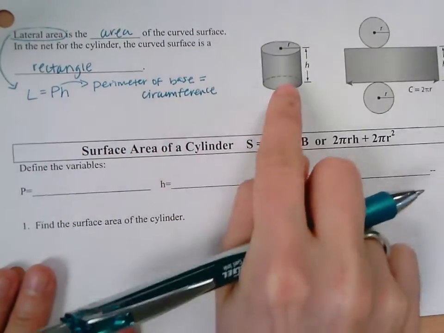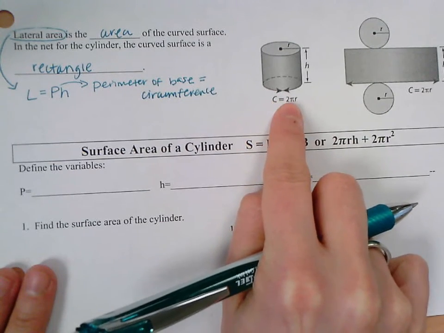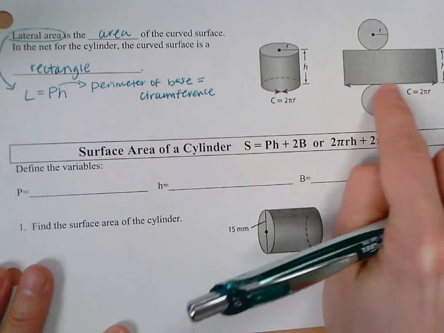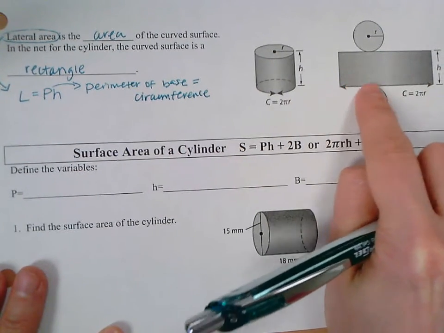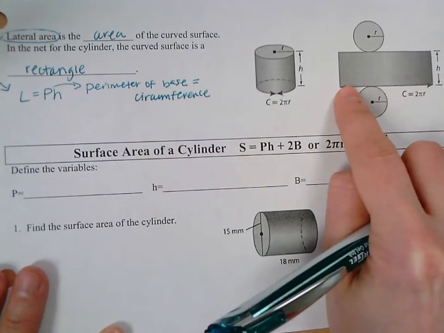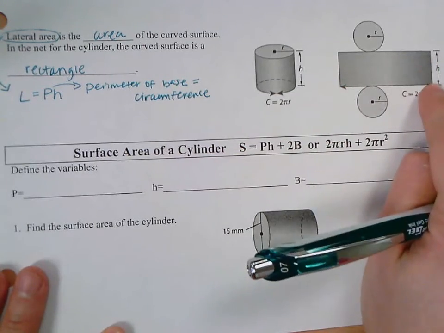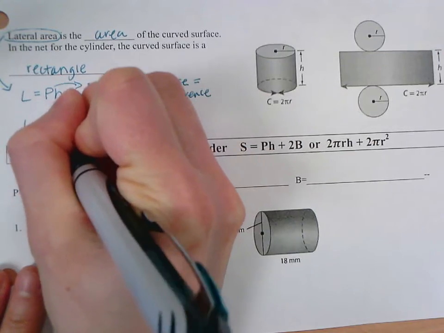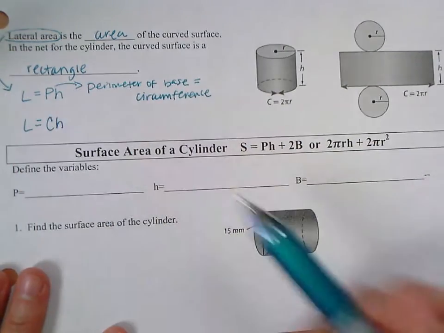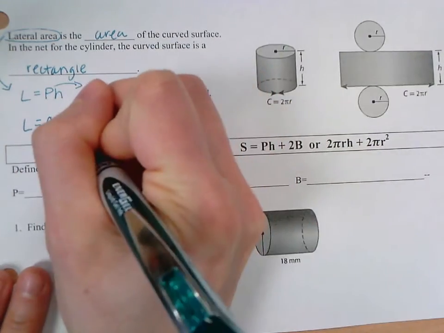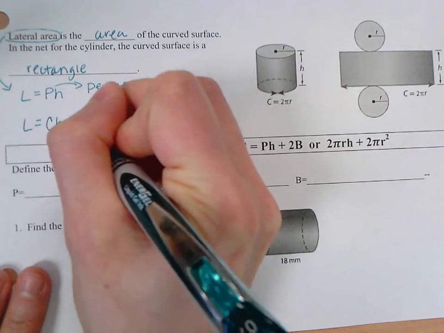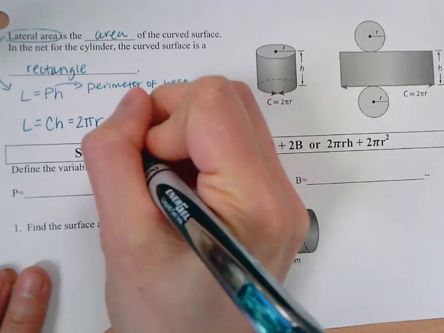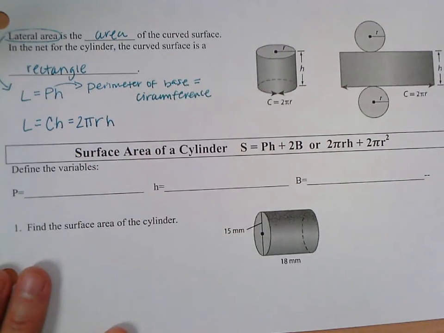They do show that here, circumference is 2 times pi times the radius, 2 pi r. So that means the length of that rectangle, if you look at the net, that length is actually the circumference, and then your height is h. So you might see lateral area written differently. You could write it as C times h for circumference times height. But since circumference is 2 times pi times the radius, you might see it written as 2 pi r times h for the lateral area.